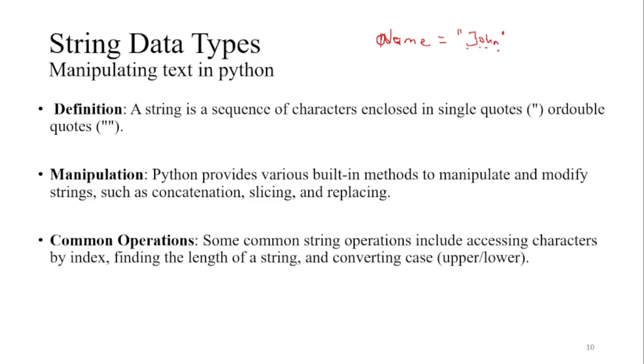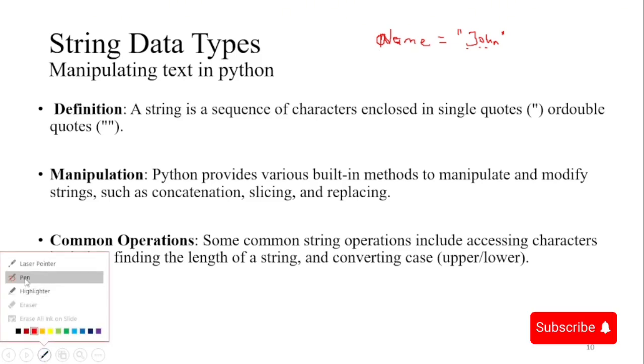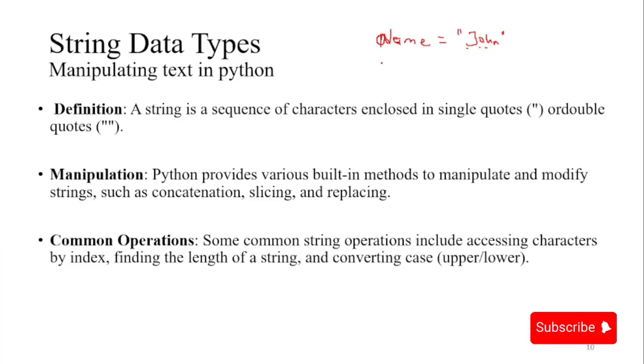I hope up to this point everything is clear. We have said a string is a sequence of characters enclosed in either single quotes or double quotes. Python provides various built-in methods to manipulate and modify strings, such as concatenation, slicing, and replacing. We'll also discuss different ways that we can manipulate our strings. For example, I can have my first string as John, which is name 1, and then I have another string, name 2.